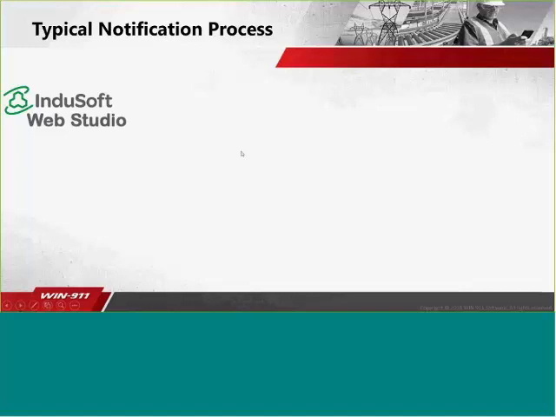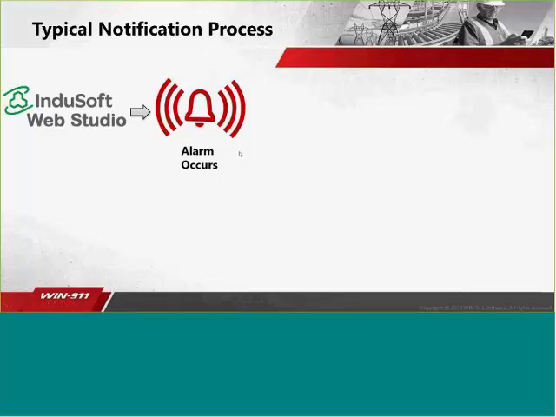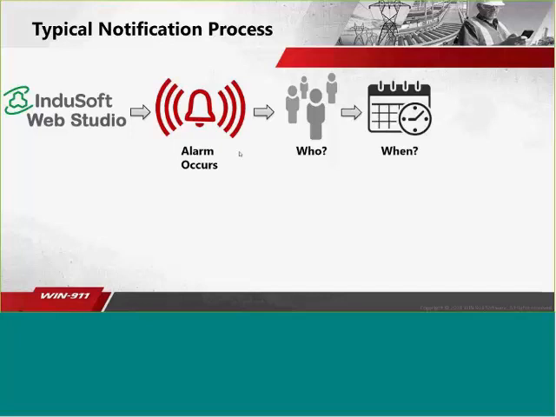If you have a SCADA system like Web Studio, an alarm occurs. This is what a notification process would look like without Win91, I suppose. An alarm occurs, you need to figure out who you need to notify. Maybe you have a list of people, maybe you have someone working a front desk that just knows who needs to be notified. And then they need to check to see if that person's available. Are they working today? Who's on schedule? Who can actually respond? And how can you notify them? Do you call them? Do you page them? Do you send an email, SMS? There can be a variety of different ways to notify somebody.